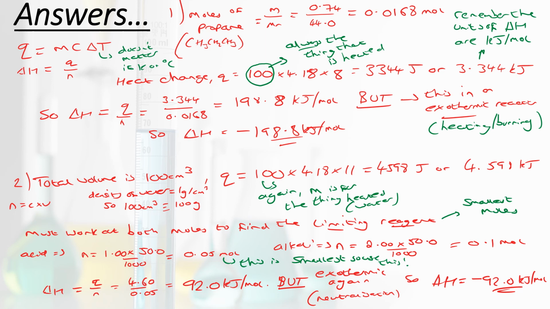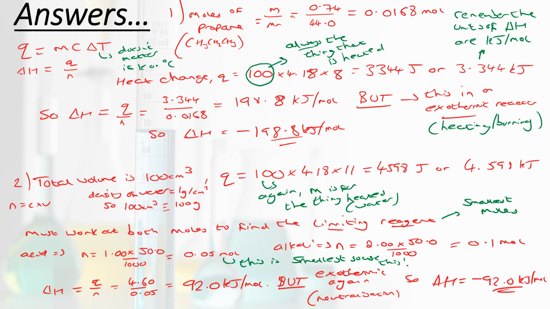Then we need to work out the moles. This one isn't quite so simple as the one before. Here we have a solution-based mole problem, so we have to use that moles is equal to concentration times volume. However, we need to work out the moles of both of our reagents, because one of them will be the limiting reagent. Remember that the limiting reagent is the one that has the smallest moles.